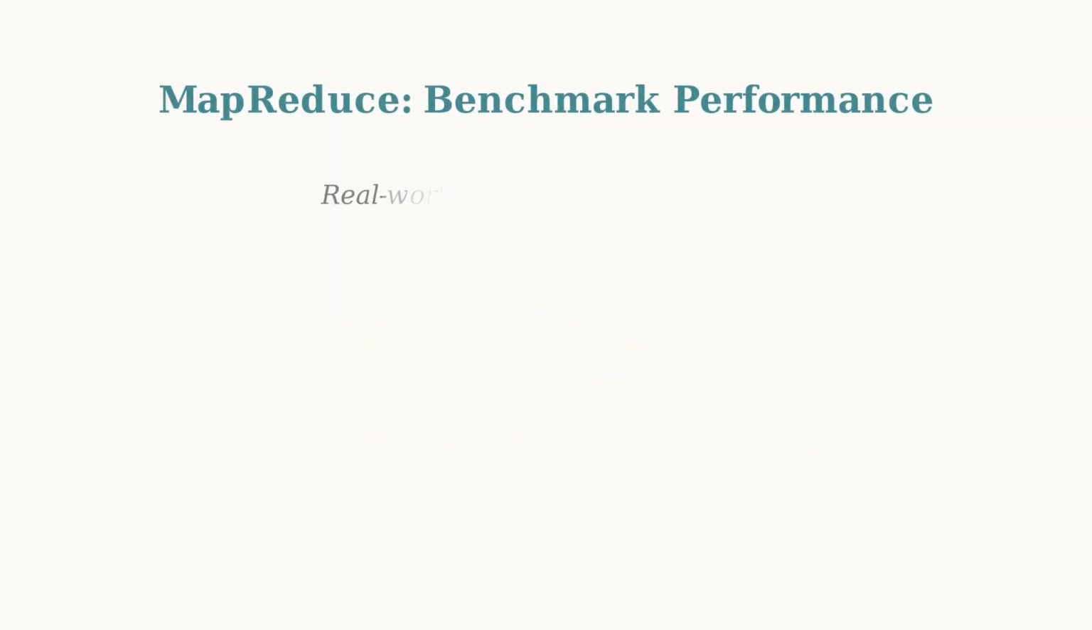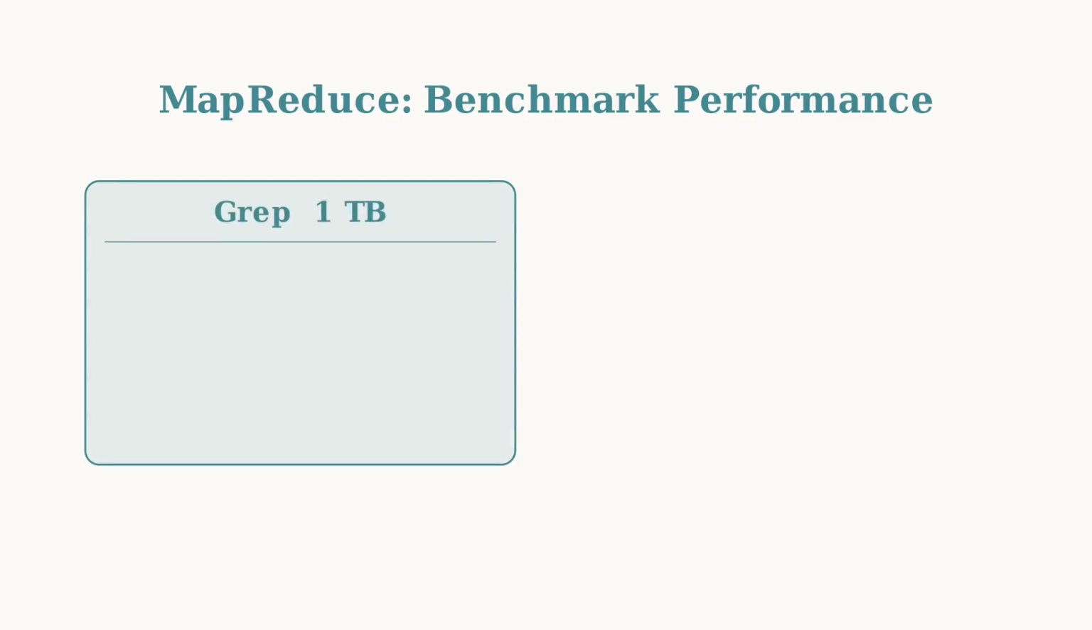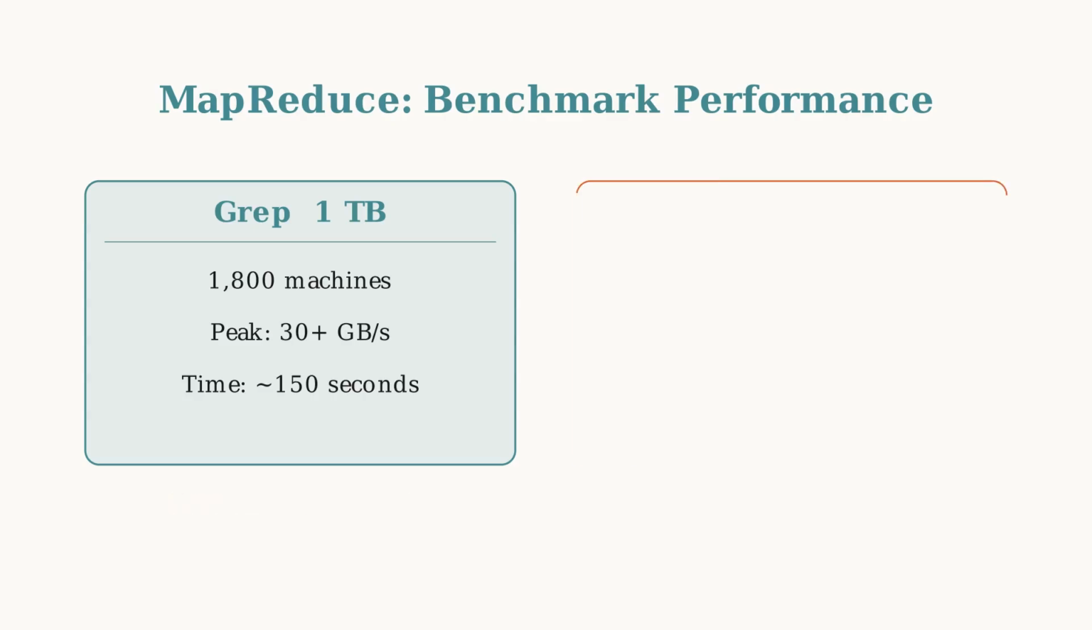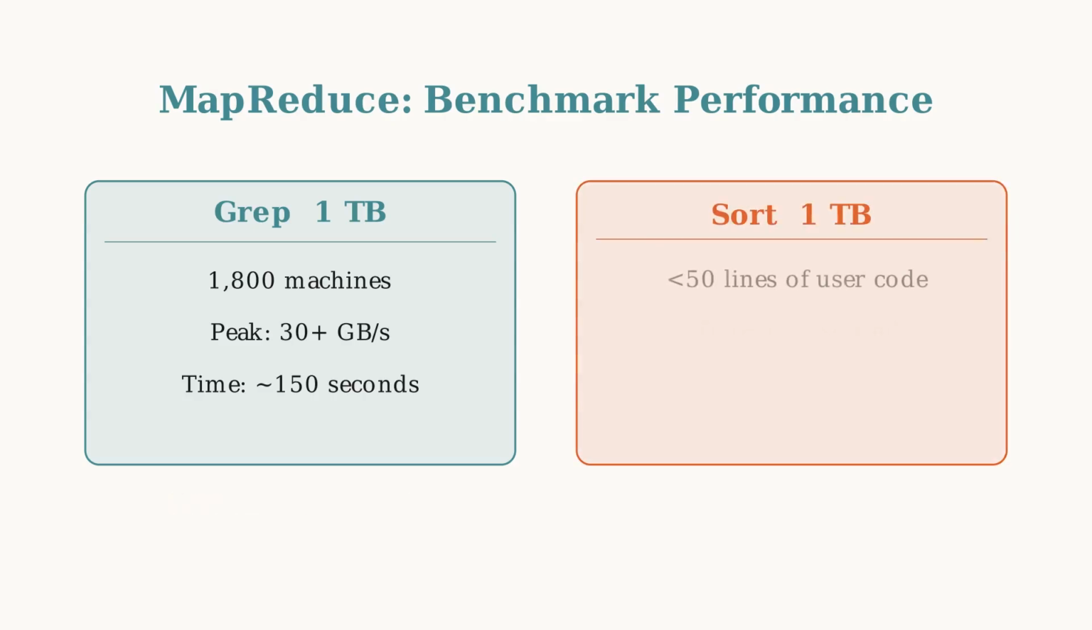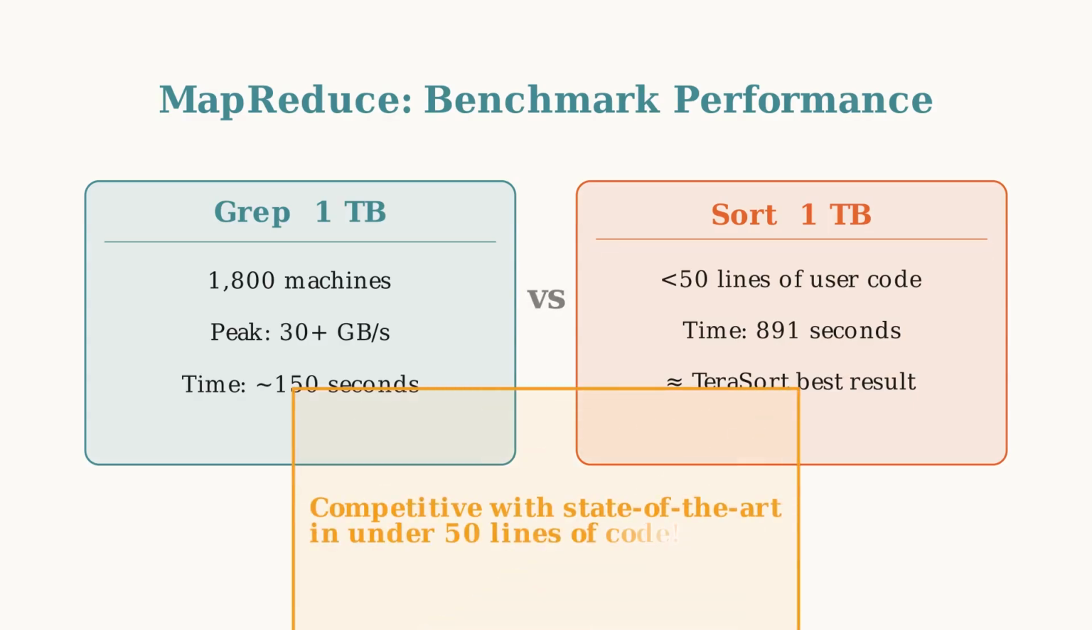Let's talk about how MapReduce actually performed. The authors ran 2 benchmarks on roughly 1,800 machines. The first was grep, scanning a terabyte for a rare 3-character pattern. It finished in about 150 seconds, with data being consumed at peak rates of over 30 gigabytes per second. The second was sorting a terabyte, modeled after the TeraSort benchmark. It completed in 891 seconds, competitive with the best reported result of the day, and written in under 50 lines of user code.